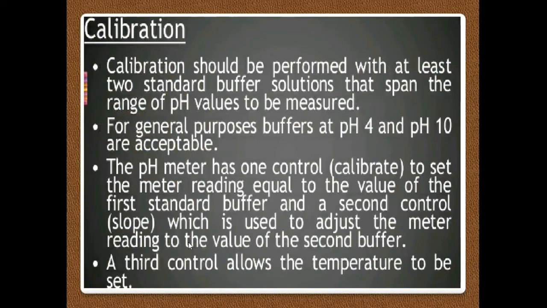Calibration of the pH meter should be performed with at least two standard buffer solutions that span the range of pH values to be measured. For general purposes, buffers at pH 4 and pH 10 are acceptable for this kind of calibration. The pH meter has one control, calibrate, to set the meter reading equal to the value of the first standard buffer, and a second control, slope, which is used to adjust the meter reading to the value of the second buffer. A third control allows the temperature to be set.